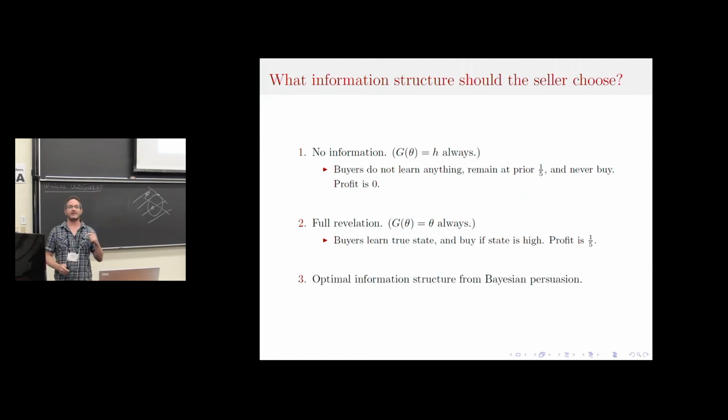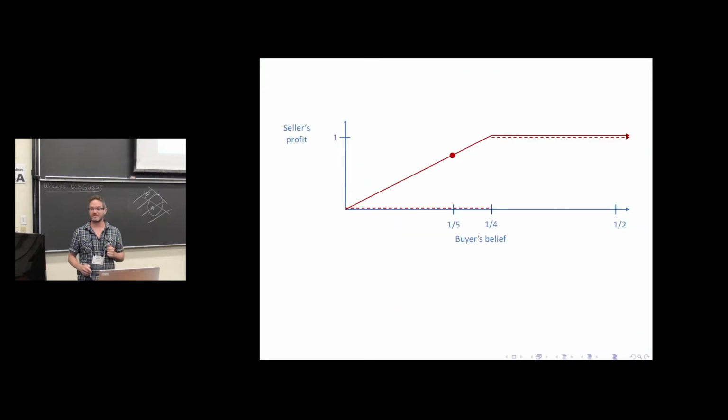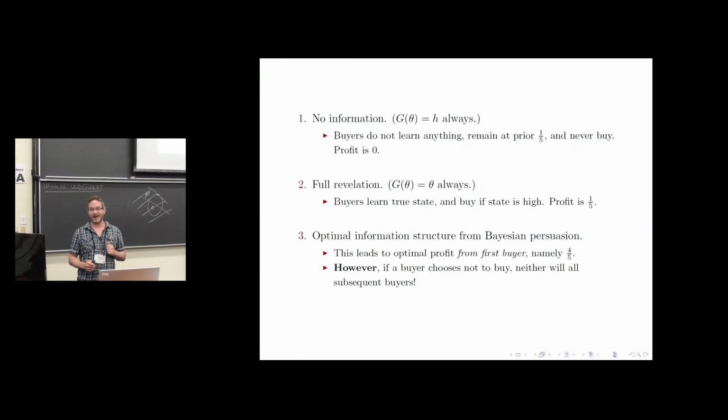You could try the optimal Bayesian persuasion signal that we saw before. And this does lead to the optimal profit from the first buyer of 4/5. However, notice that if a buyer doesn't buy, then now everybody learns that the state is low. And if the state really is low, then at some point, some buyer is going to get the low signal and not buy. And from that point on, nobody else is going to buy, because everybody's learned the state. So actually, this is no better than the fully revealing signal.